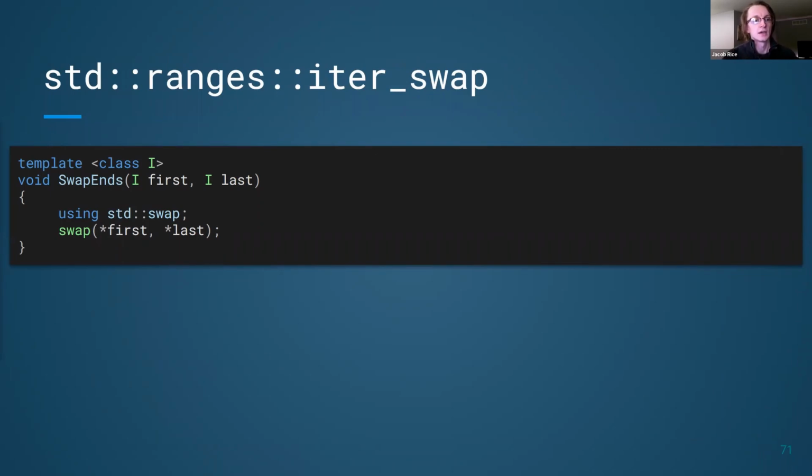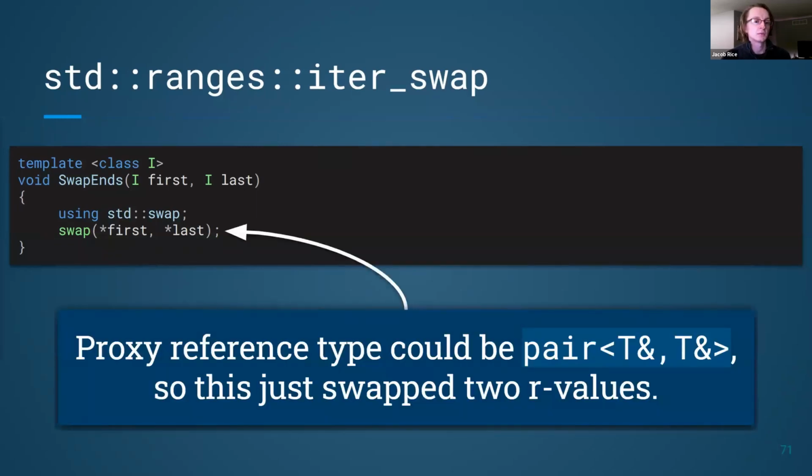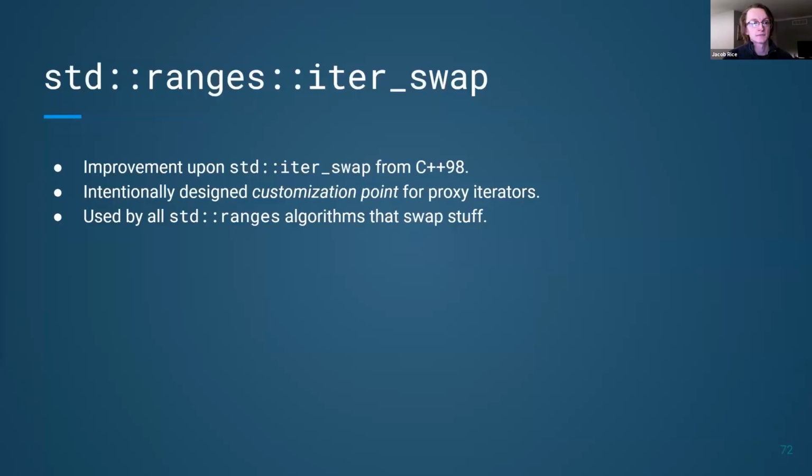Okay, iter swap. So this is another problem that we had to fix. This is some really bad slide code where I'm trying to swap the values pointed to by two different iterators, and I'm even doing the right ADL thing, right? So this is great. The problem is, if I got a proxy reference type, then the dereference operator returned two R values. I swapped R values. My container is the same as it used to be, and my code is broken. So this doesn't work for proxy types.